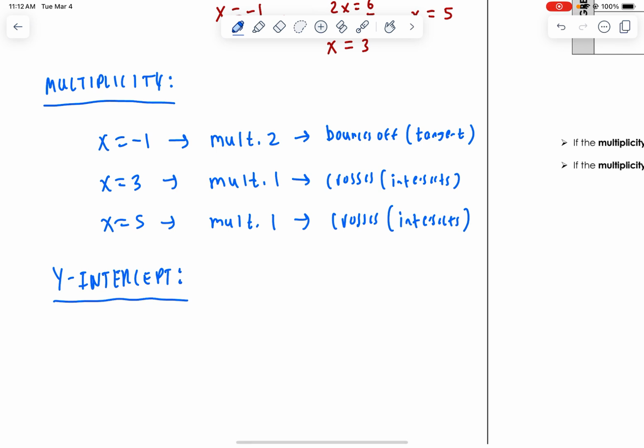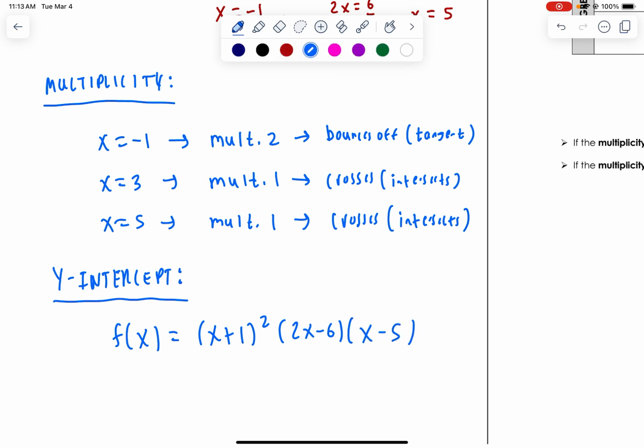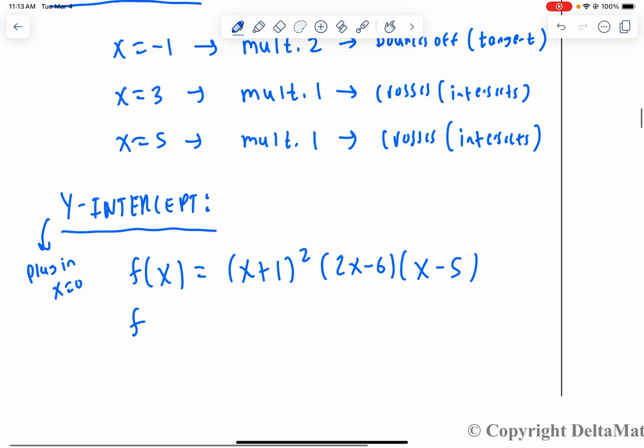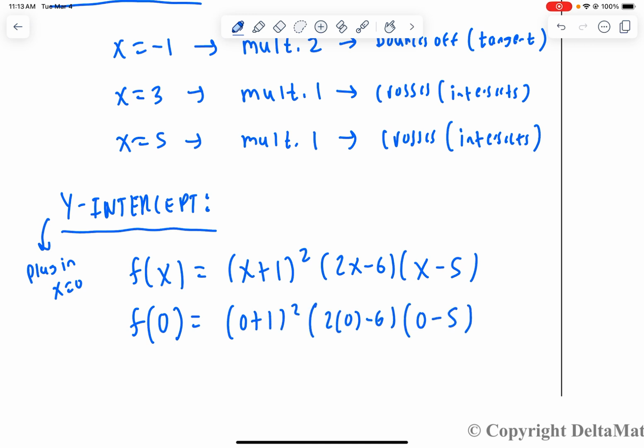And once again, the function they give us in this problem, I'm going to rewrite it. This is the function they gave us. To find the y-intercept, we're going to plug in x equals 0 into our function. So I'm going to plug in 0 for x. Wherever I see an x, I plug in a 0. So I have (0 + 1)² times (2 times 0 − 6) times (0 − 5).